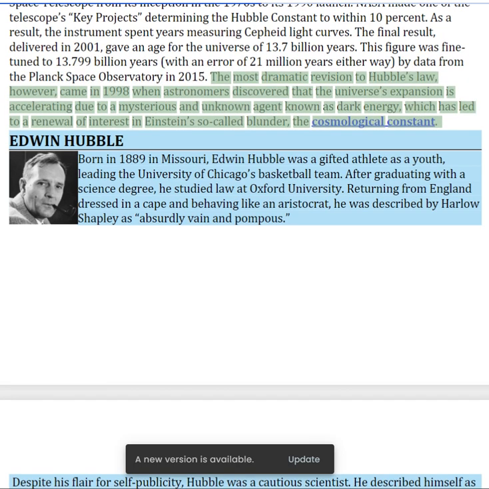The most dramatic revision to Hubble's law, however, came in 1998 when astronomers discovered that the universe's expansion is accelerating due to a mysterious and unknown agent known as dark energy, which has led to a renewal of interest in Einstein's so-called blunder, the cosmological constant.